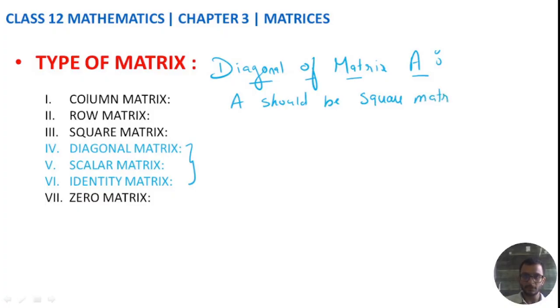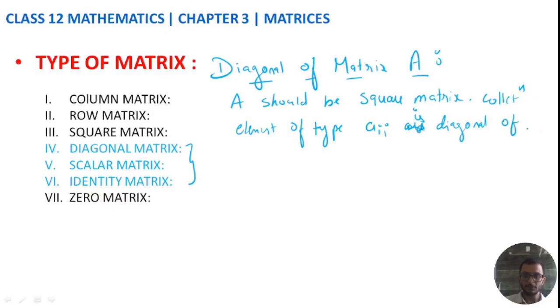So A should be a square matrix, and then the elements of type A I I are called the diagonal, or else let me write, the collection of elements of type A I I is called the diagonal of matrix A.